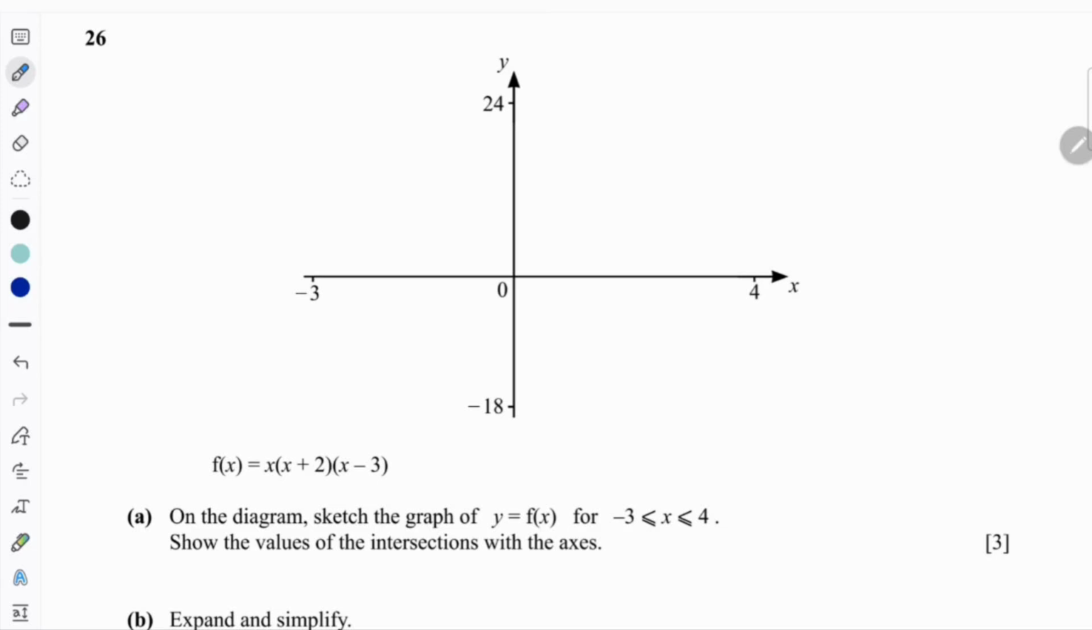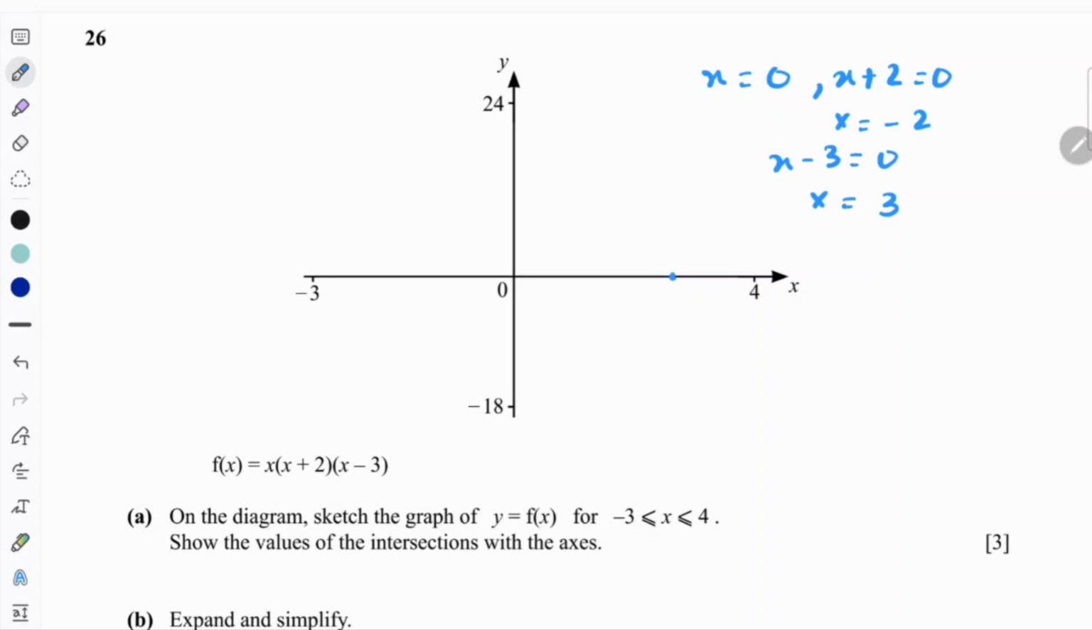As we know, it's a cubic equation, x into x into x. So that's a cubic equation, positive, and the curve shape will be like this. Alright, so we find the points of intersection with the axes. So x equals 0, and x plus 2 is 0, so x equals minus 2, and then x minus 3 is 0, then x equals positive 3. So they are the 3 points of intersection.